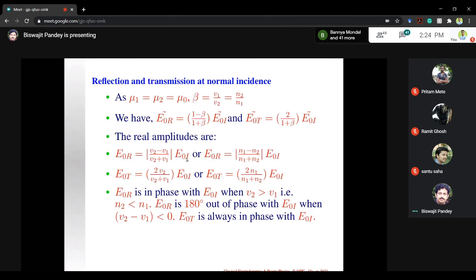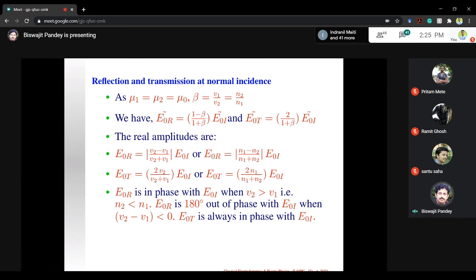They are in phase. But if the opposite is the case, when v1 is larger than v2, that means you are going from a rare medium to a denser medium. If that is the case, then v2 minus v1 will be less than 0, and it will be negative. So it is telling us that E0R is 180 degrees out of phase with E0I in that case. And probably you have learned this in your physical optics in your BSc course, that whenever light is incident from a rare medium to a denser medium, there is a phase change of pi.